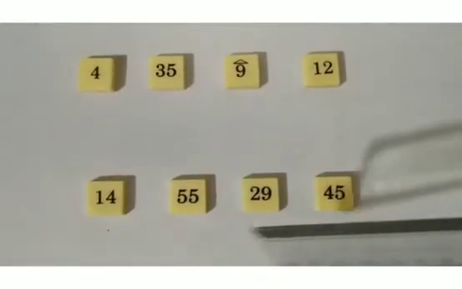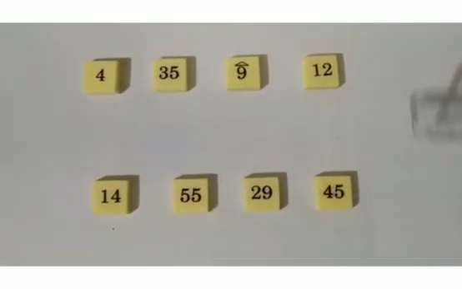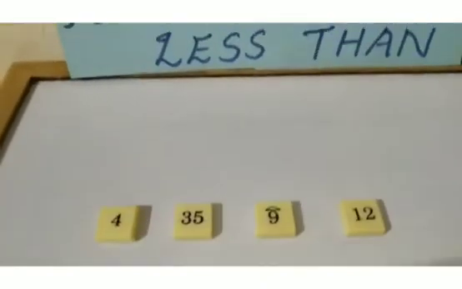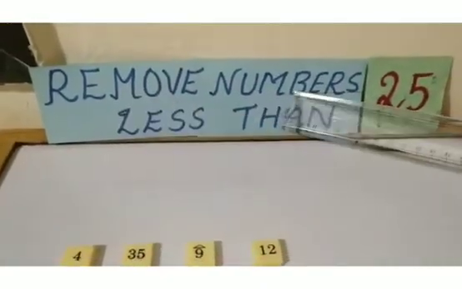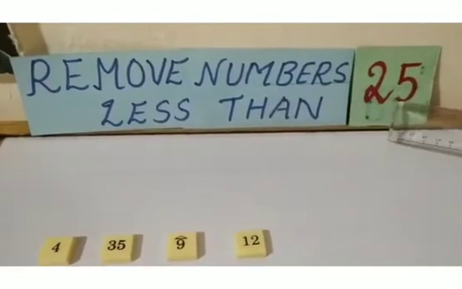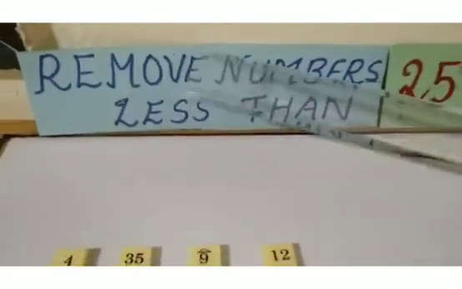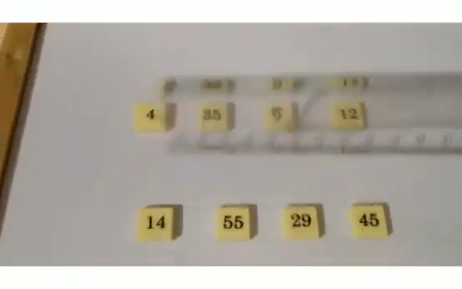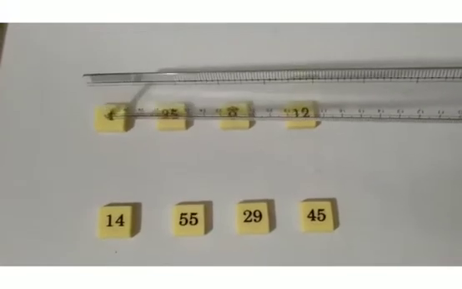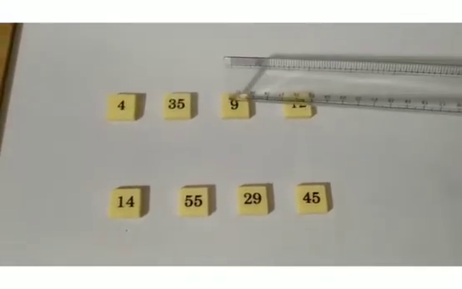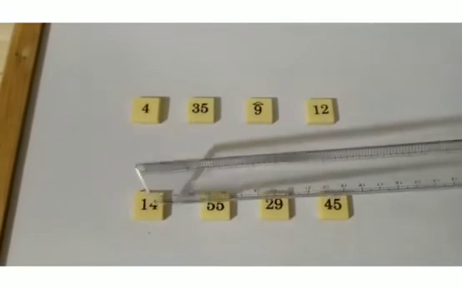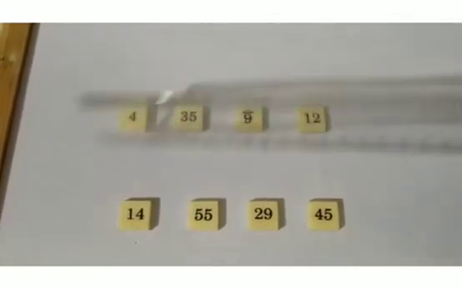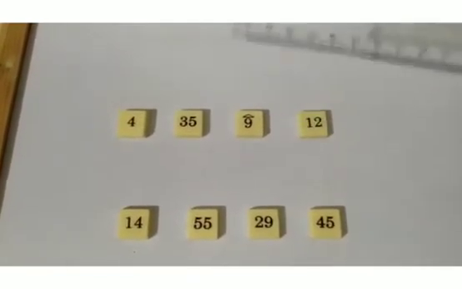In the second example, here again I have a set of numbers. Now what is my job here? Let us see. Now my job here is to remove numbers less than 25. So shall we start? Let us consider the numbers. This is the number 4, 35, 9, 12, 14, 55, 29 and 45. Now among these numbers I need to remove the numbers which are less than 25.